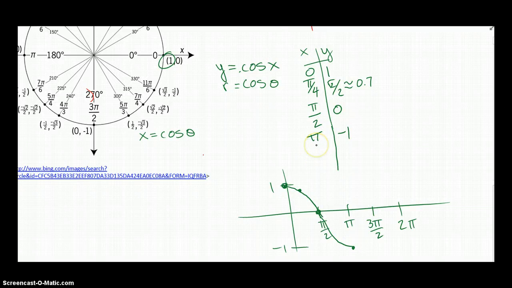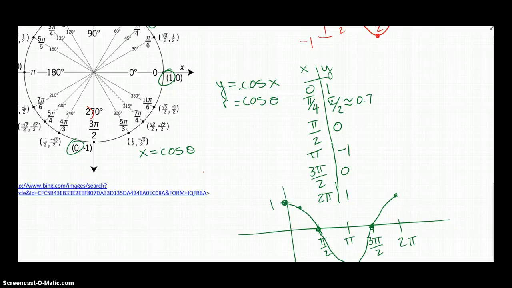What's next is 3 pi over 2. What is 3 pi over 2? The cosine is the x, which is 0. And finally 2 pi, and then it goes back to 1. So 0 and 1. So you can see the difference between sine and cosine.